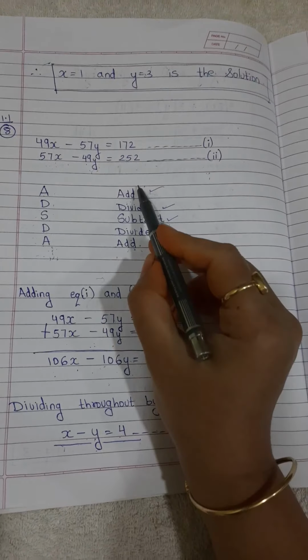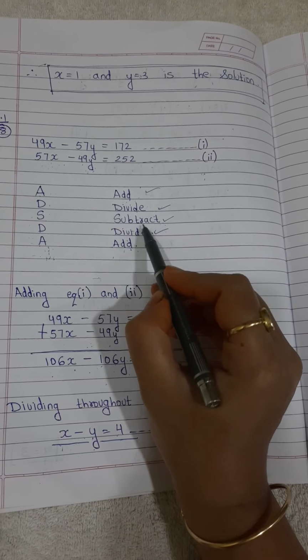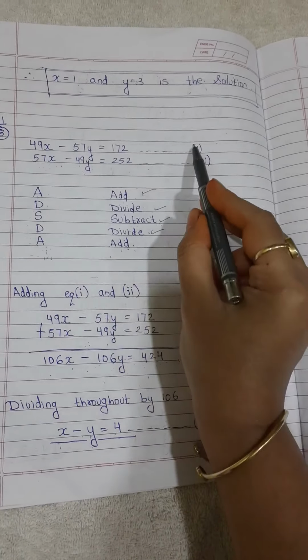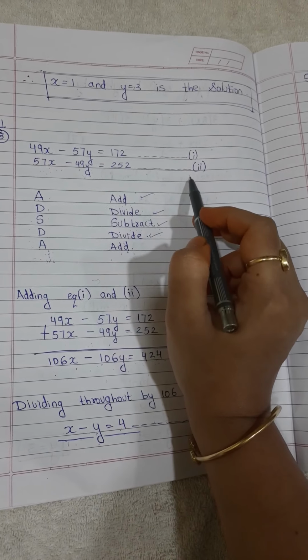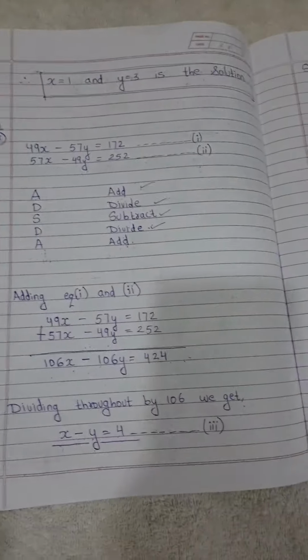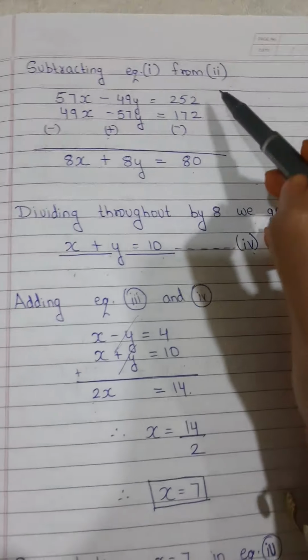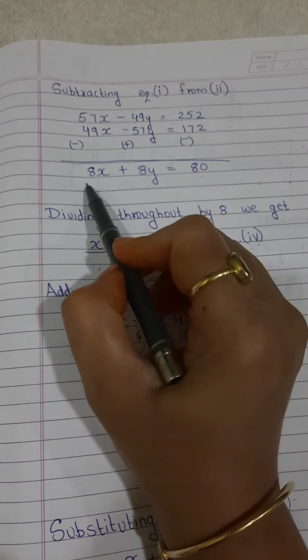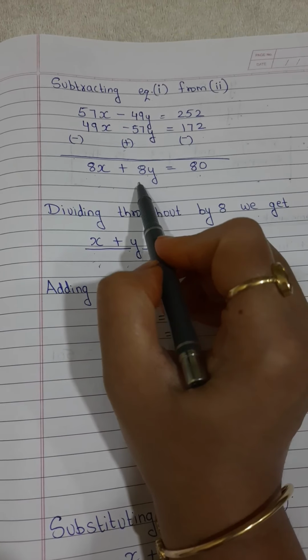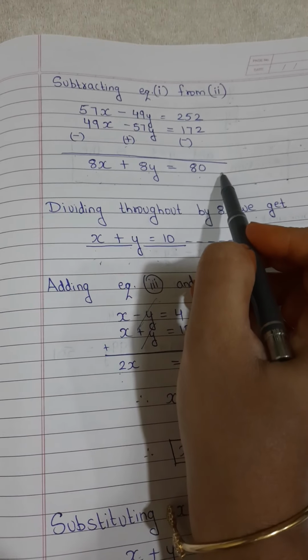The next step, A is over, D is over, S, that means subtract. What to subtract? Equation 1 and 2. So you can go for either subtracting 1 from 2 or 2 from 1. Now subtracting equation 1 from 2, we will change the sign of the second equation and hence we get 8x plus 8y equals to 80.